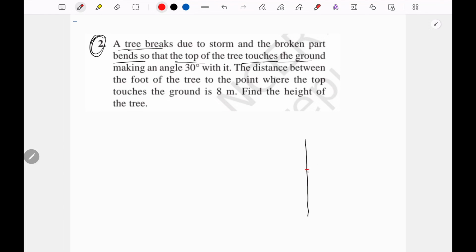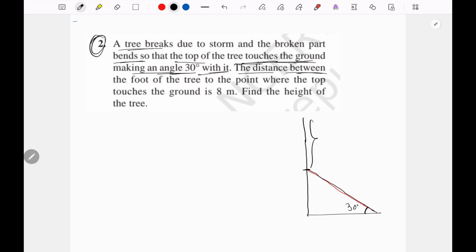So this broken part will go like this. So this is the broken part. So this is the tree. So if the tree is broken here, then this above part will lie like this. So next, see, the tree touches the ground making an angle 30 degree with it. So it makes the angle 30 degree with the ground. So this angle is 30 degree.